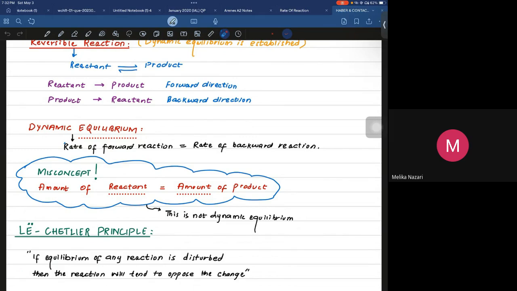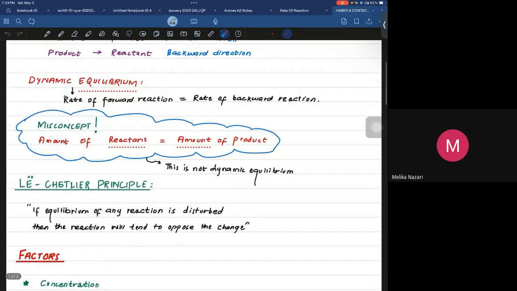Equilibrium means balance. When something is balanced, like a seesaw, let's suppose we have two persons, both of us 50 kg. When we are sitting on it, obviously it would be at a fixed position. So I can say that this is known as equilibrium.